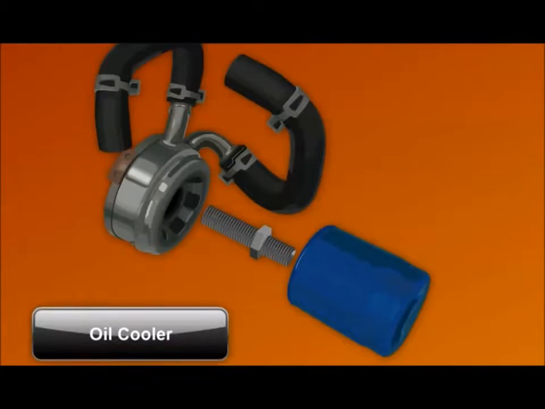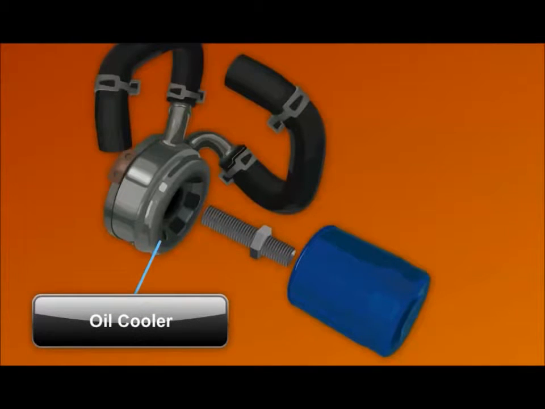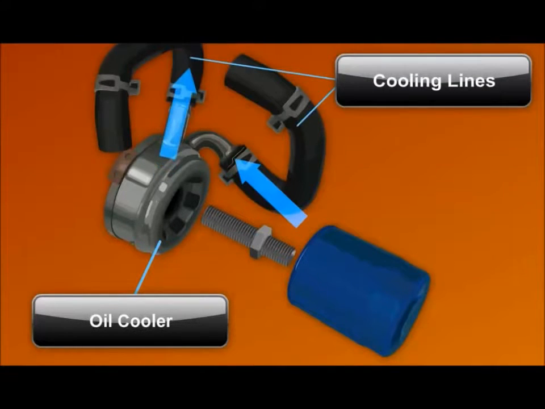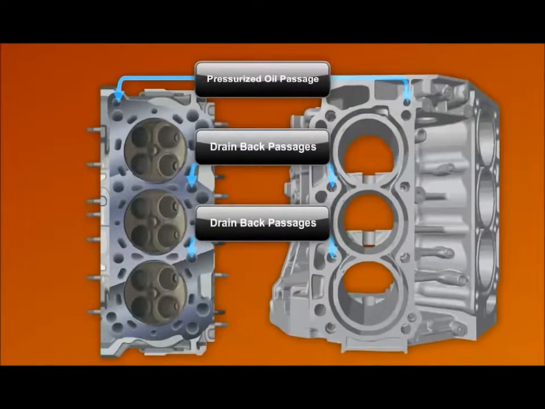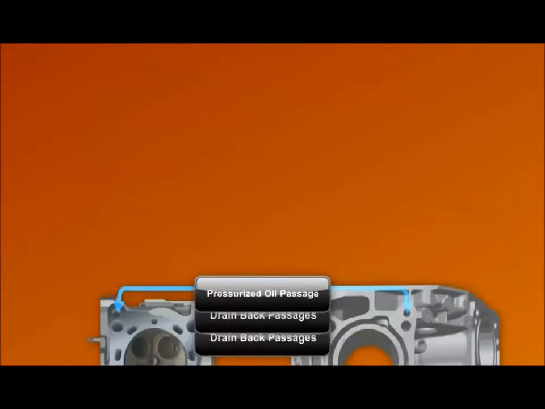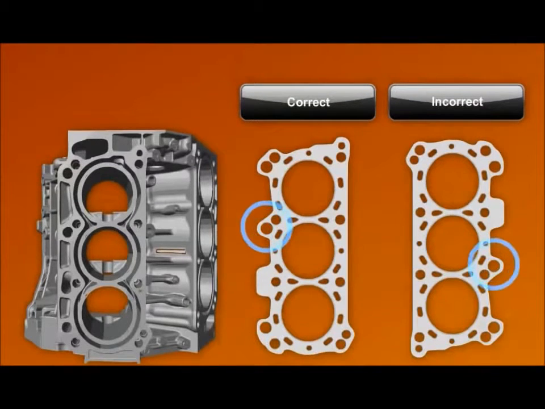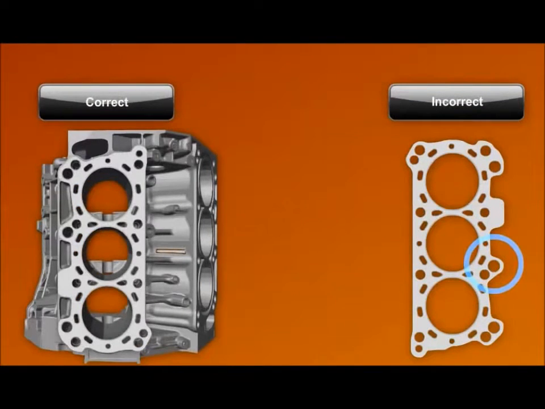Some engines use an engine oil cooler at the filter to transfer heat into the cooling system. One coolant line delivers coolant to the oil cooler, while a second line sends the coolant and heat into the engine water jacket. From the oil filter, engine oil travels through oil passages. Manufacturers machine each engine part so that oil passages match up from component to component. Because of this, always consider oil passages when positioning gaskets during engine assembly.